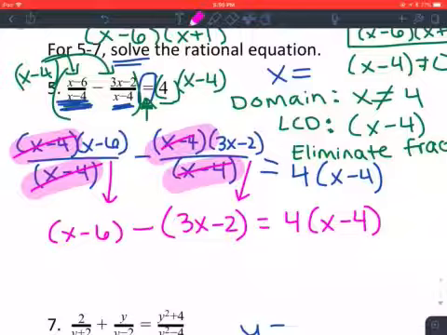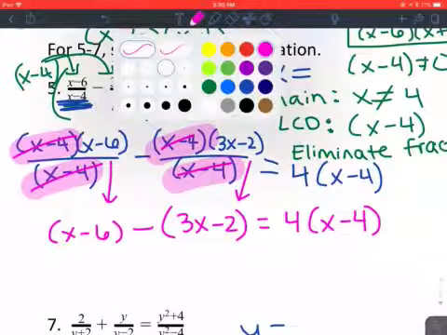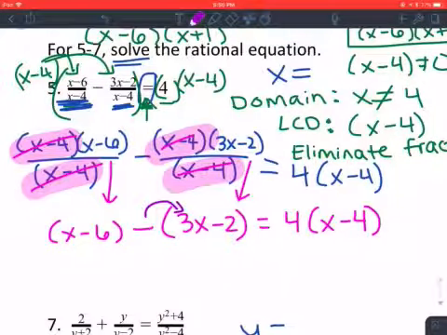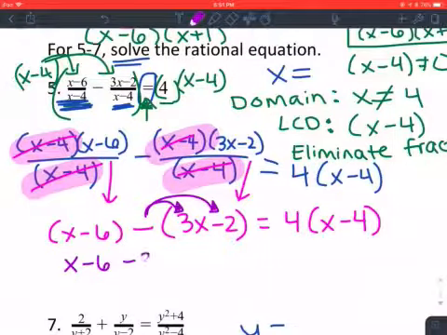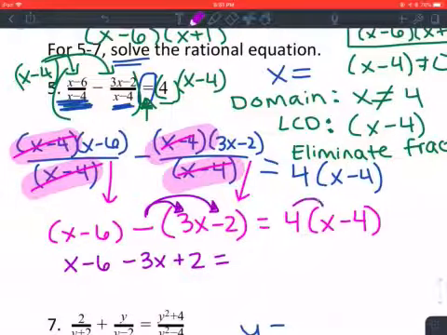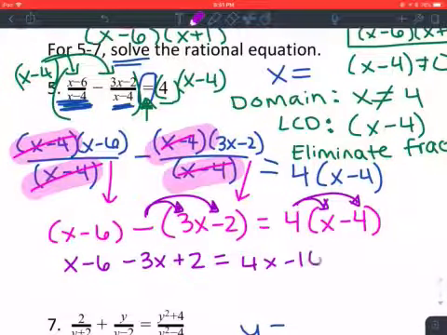Okay, and this 3x minus 2 does need to be in parentheses. I will distribute this negative. Or if you wanted to, at the very beginning of the problem, you could have changed it to addition and distributed your negative. So now you have x minus 6 minus 3x plus 2 equals, we'll go ahead and distribute our 4 here, 4x minus 16.